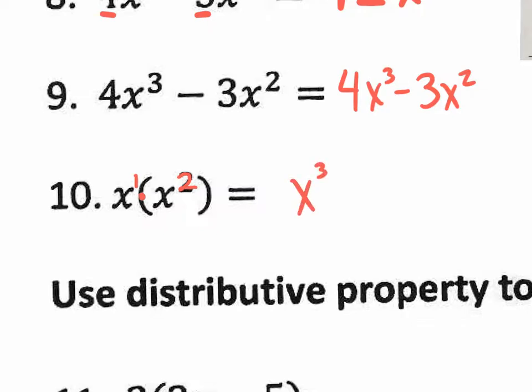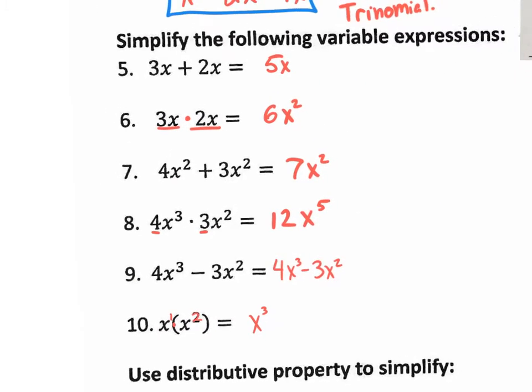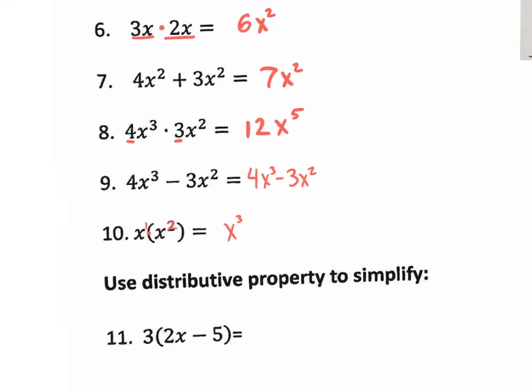Okay? So the whole purpose of doing these simple questions on numbers 5 through 10 was to help you remember that when you're adding like terms, exponents don't change, and when you're multiplying, exponents do change. So right here, we multiplied the x to the first and the x squared, you add the exponents, you get 3. So exponents do change when you're multiplying.